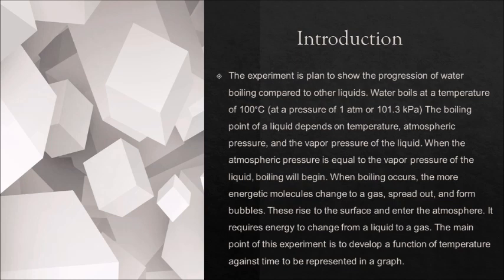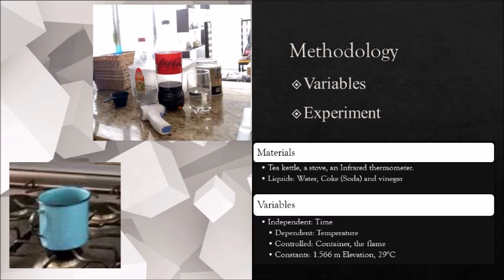It requires energy to change from liquid to gas, and the main point of this experiment is to develop a function of temperature against time to be represented in a graph. The variables that are going to be used in this experiment are already on screen. It's the independent, which is going to be time, the dependent, which is going to be temperature, the control variables, which are going to be the container and the flame, and the constant variables, which were the elevation and the room temperature of the city.